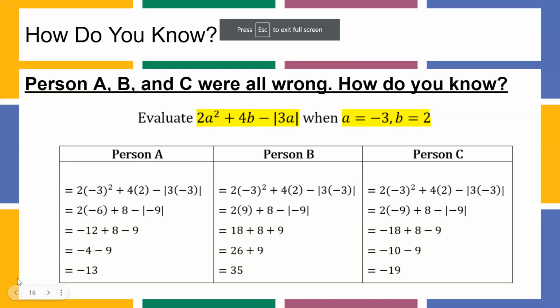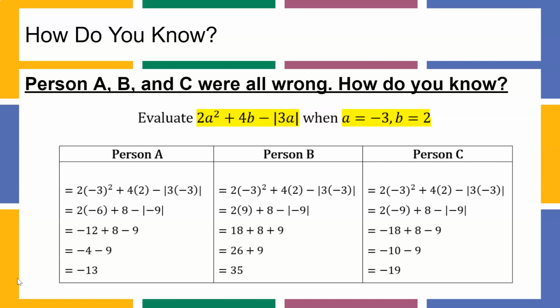You're going to be doing 4 things. These 3 people solved or simplified this incorrectly. So you need to figure out where person A went wrong, where person B went wrong, and where person C went wrong. But also simplify this and get the correct answer. So you're doing 4 things.